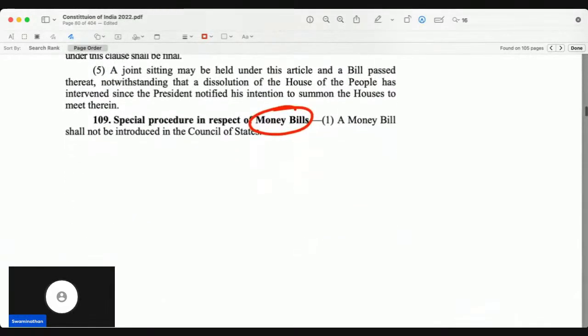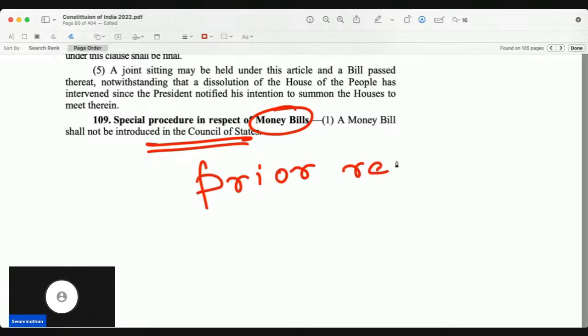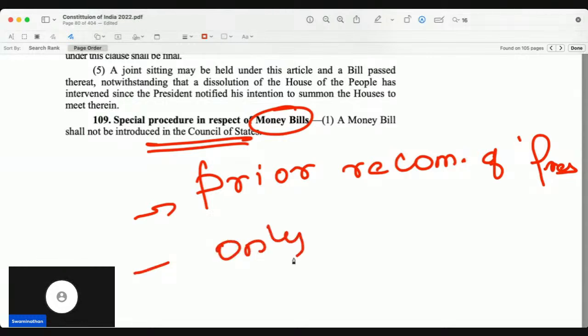Firstly, money bills cannot be introduced in the Rajya Sabha. If a bill is a money bill, it will be introduced only in the Lok Sabha. And before the introduction of a money bill, it requires the prior recommendation of the President, not the assent. Prior recommendation of the President is required to introduce the bill. A money bill can be introduced only in the Lok Sabha.